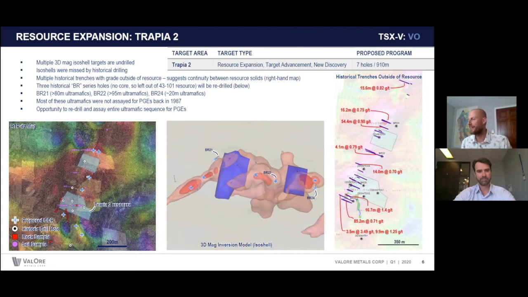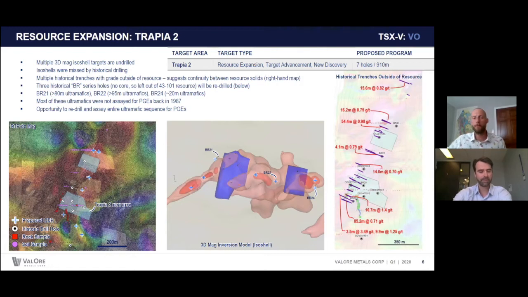One of the exciting things that came from the 3D inversion modeling of this deposit area is the fact that the historical drill holes actually missed all of the mag high isoshells. As you can see, these blue crosses are proposed holes that are going to be piercing into these mag high isoshells. The historical drilling was sitting outside of those mag bodies. So even though they did intercept ultramafics, the grade was a little bit intermittent, and we believe that if you step to a position whereby you're piercing into the core of these mag bodies, we're going to have a much better likelihood of hitting PGEs.